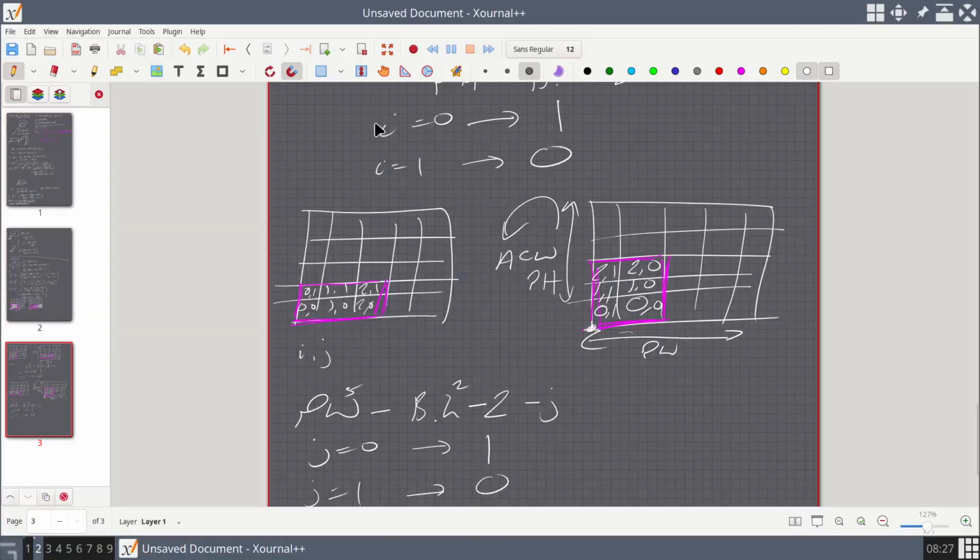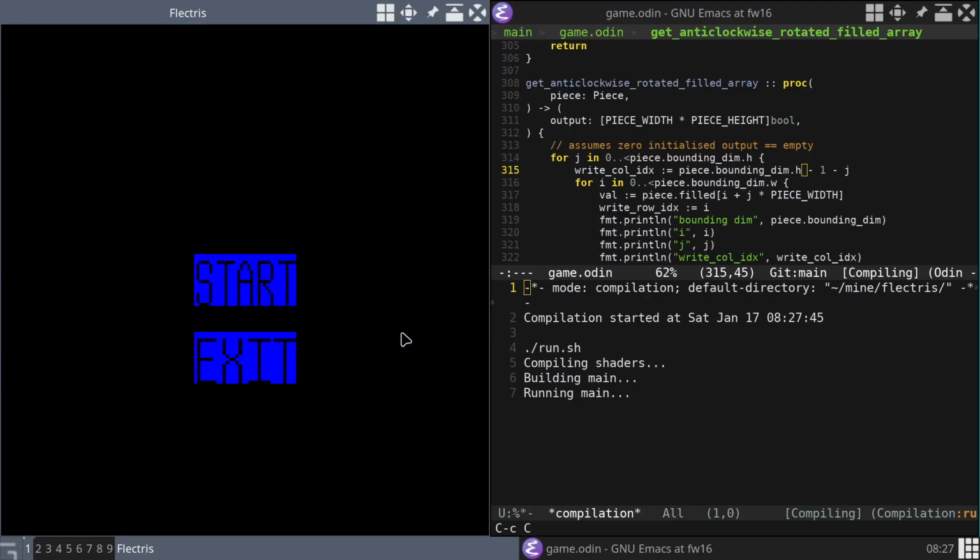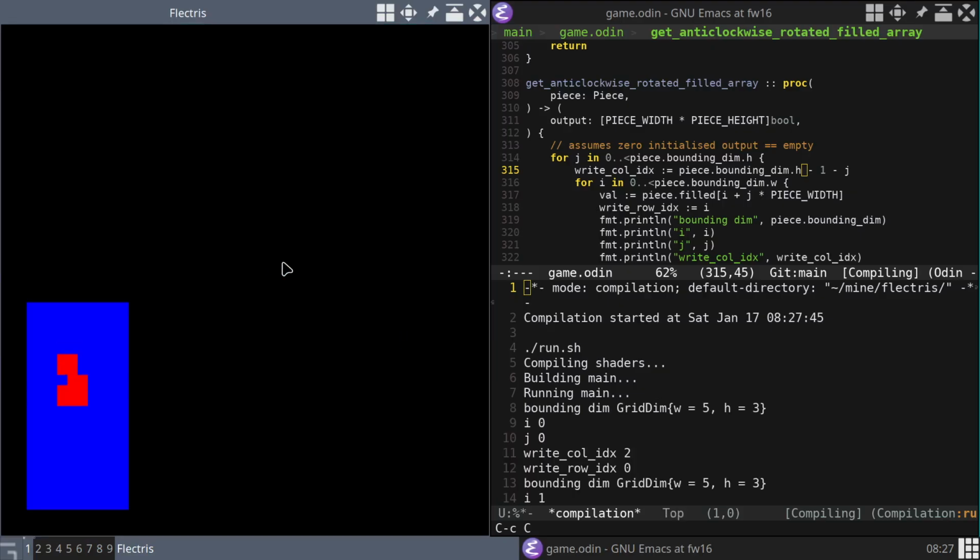Which dim do I care about? So there's the j values in here, which means it's up to the height. I just go ahead and do that. That fixed it. That looks like it's fixed it. I'm allowed off the top, so that's not a problem.